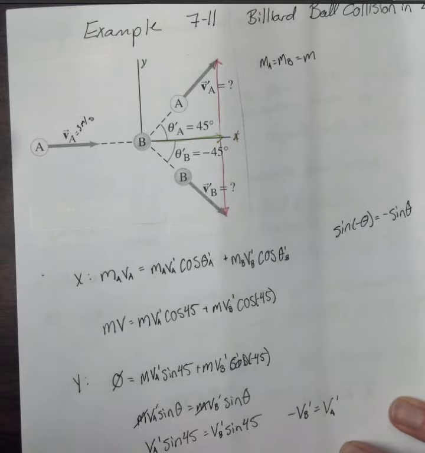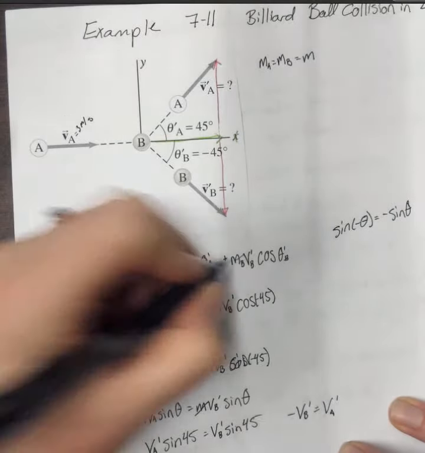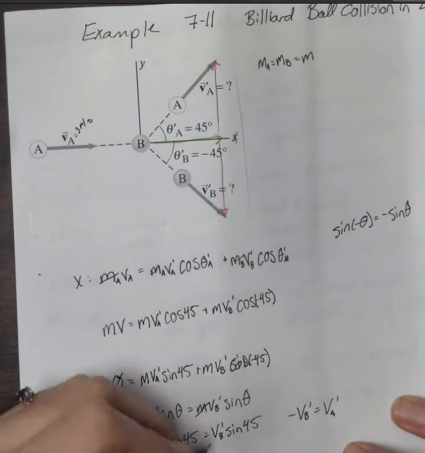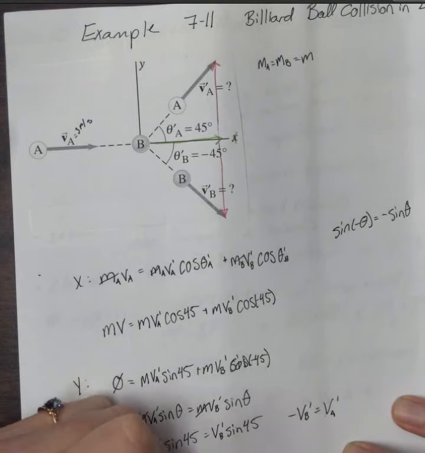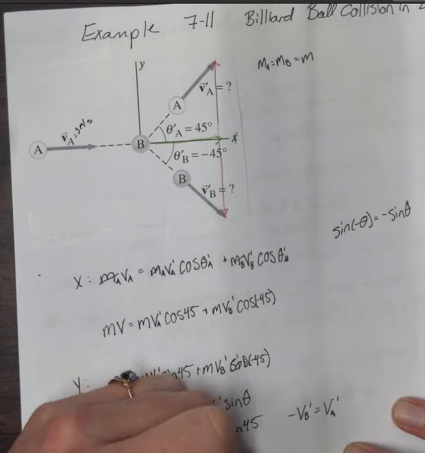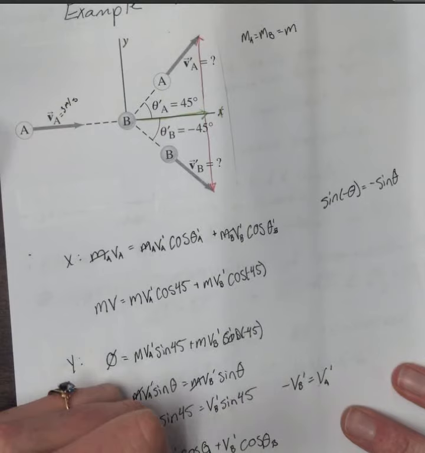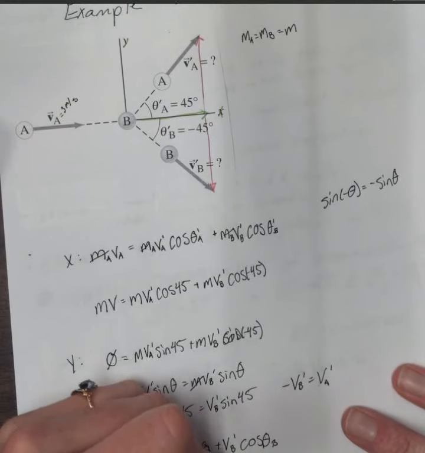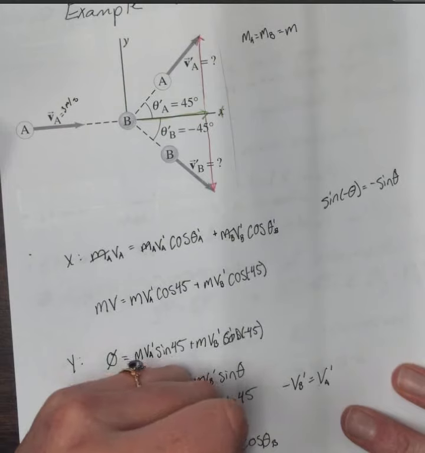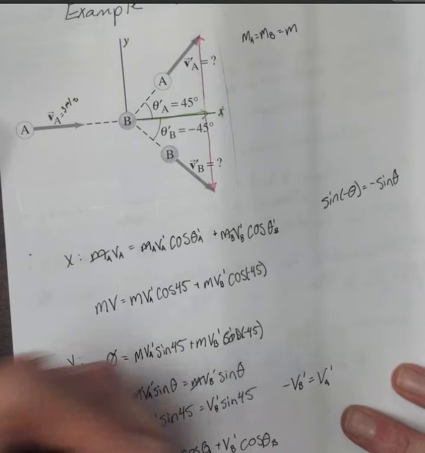So in the x direction, the masses cancel out, and you get that VA is equal to VA prime cosine theta A plus VB prime cosine theta B. So you're going to get that 3 meters per second equals VA prime cosine 45 plus VB prime cosine 45 in the negative direction.